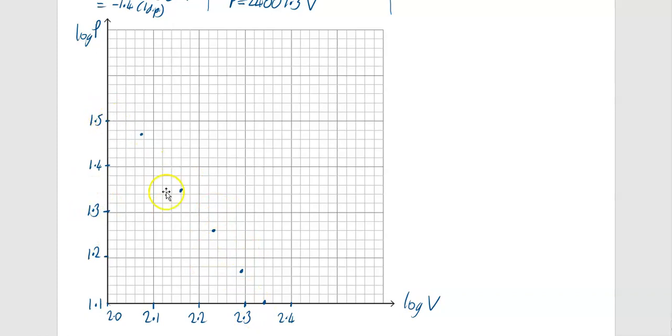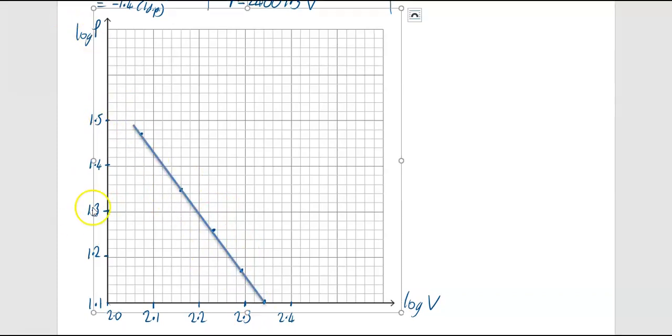So I'm just going to pause. I'm going to draw on the straight line, and then we'll do the rest of the question. Okay, you can see I've just drawn on a straight line. So now we're going to go back up and answer the rest of this question.